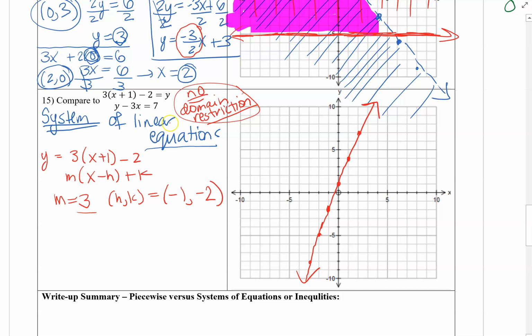Okay, so this is not a piecewise function. This is a system of linear equations where you have more than one line and you're trying to find where they intersect. That's what's happening in number 15.